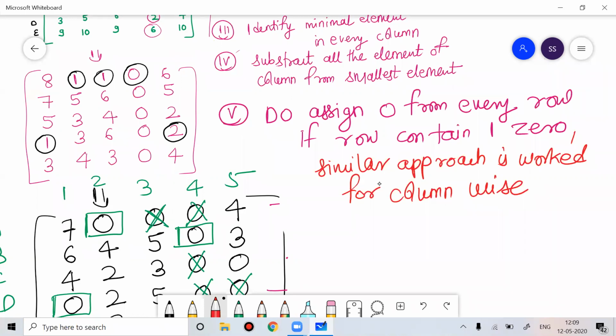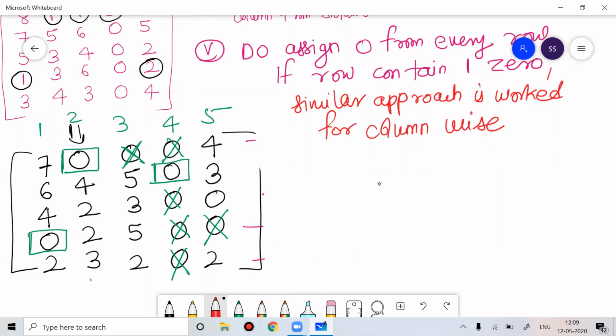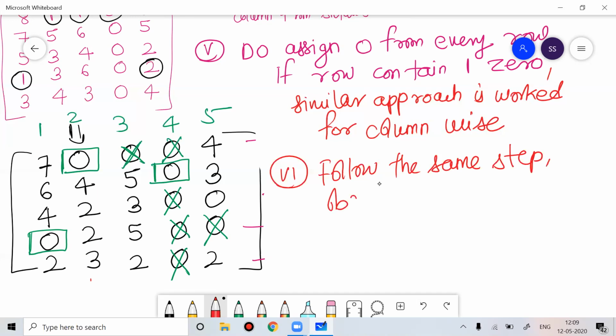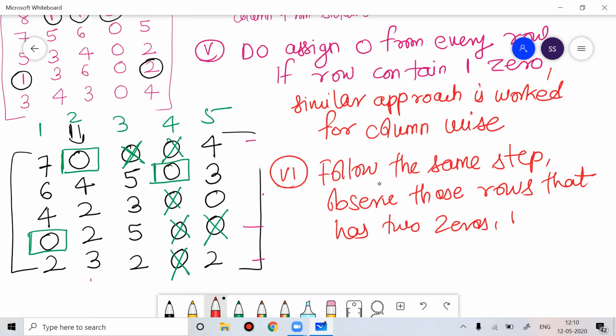Now again you will see row wise. Again, just follow the same steps. Now you have to follow the same steps. Now what you'll do? Now we'll observe those rows. You'll observe those rows which have 2 zeros, one cancelled, and one available.